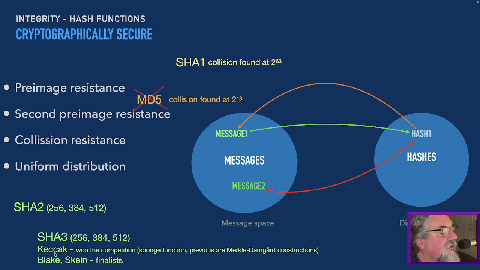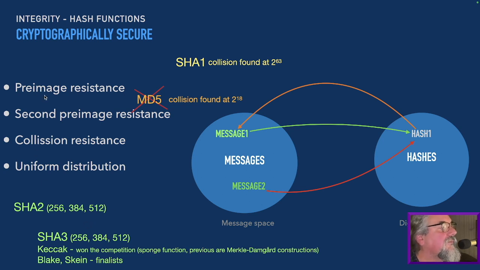But SHA-3 does not use a Merkle-Damgård construction. Instead, it uses something called a sponge function, which you might argue is not as well studied as a Merkle-Damgård construction. But on the other hand, two of these Merkle-Damgård constructions have been found to be weak. So sponge functions have not been found to be weak yet. Anyway, there are other algorithms too that you could try.